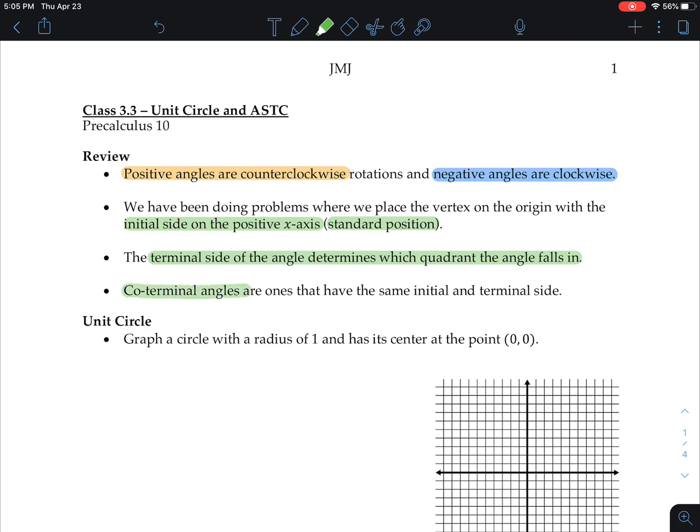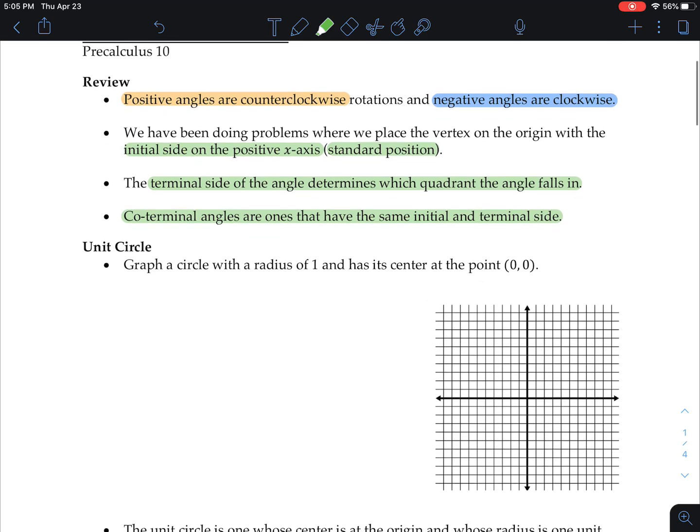And then we learned that coterminal angles are ones that have the same initial and terminal side. There can be an infinite amount of coterminal angles because I can rotate around as many times as I want, positive or negative, clockwise or counterclockwise. As long as I'm spinning around, I could always land another angle that started and ended at that exact point.